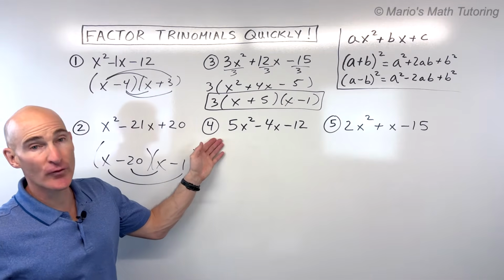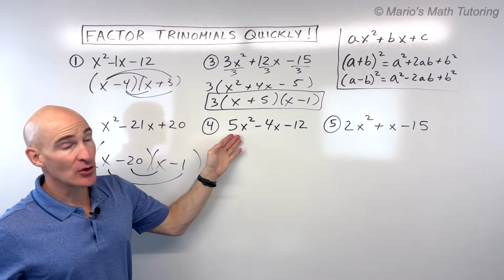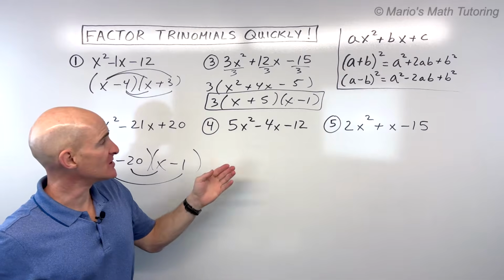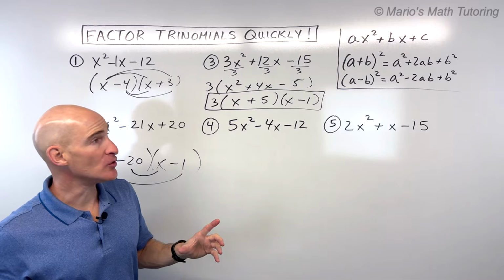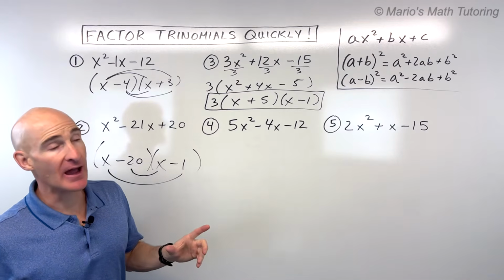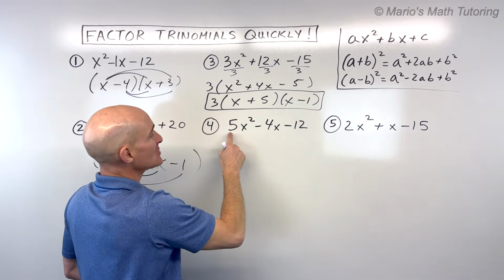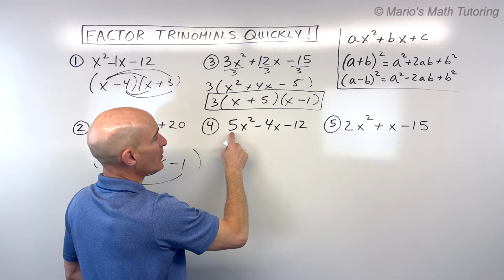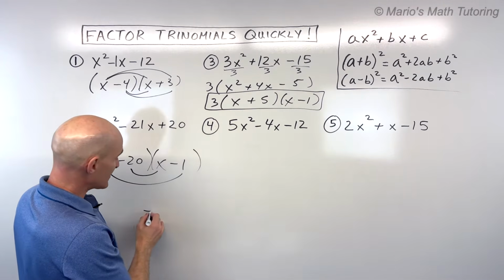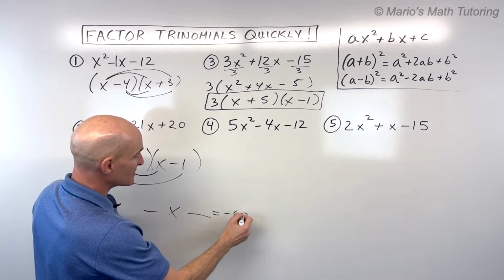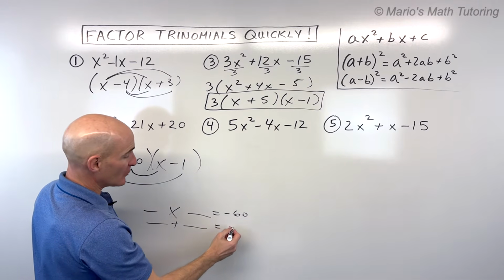Okay, so for example number 4 now, this one again is a little bit more challenging because that a value is not 1. So again, we look for that greatest common factor first. Is there something we can divide out of all three terms? In this case, there's not. So what do we do? We're going to talk about the AC method now. So the AC method is you take the a value times the c value. So you say to yourself, what two numbers multiply to negative 60? That's 5 times negative 12. So you can do that work off to the side here. What two numbers multiply to negative 60? But those same two numbers have to add to the b value, which is negative 4.